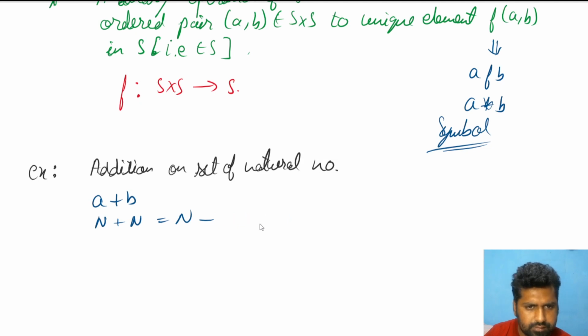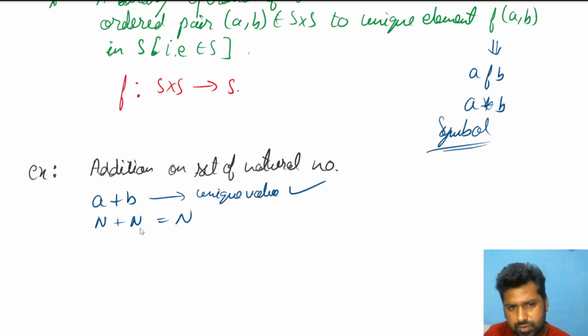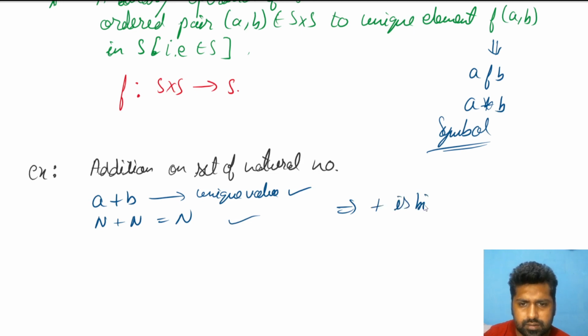So yes, addition is binary. Let's check it like this. A plus b is of course going to be a unique value, and this is the first point checked. Second point, you have to check that a natural number added to a natural number should also result in a natural number. So yes, it also belongs to N. Both the conditions are satisfied, so we can say that addition is a binary operation.